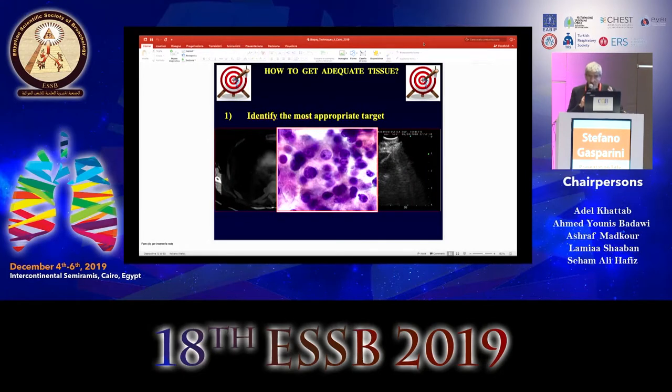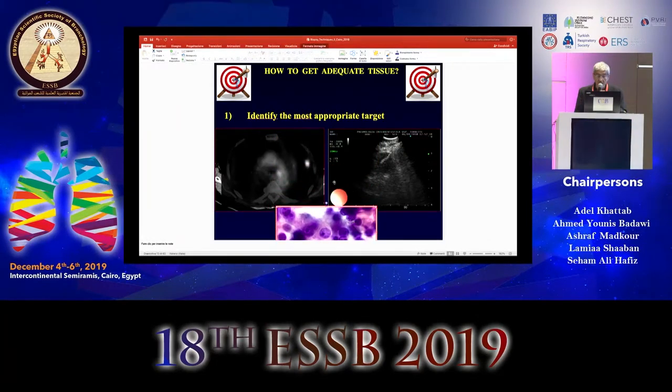Well, when we can get adequate tissue, what can we do? The first thing is identify the most appropriate target. Look at this case, I have to move because there is no animation in this way. This patient has a very peripheral nodule here, that is not very easy to sample, but there is also a PET positive lymph node in the 4L station. So what do you think? Is it easier to get material from this nodule, or to use EBUS to look at this 4L lymph node and get material and at the same time obtain staging of the disease?